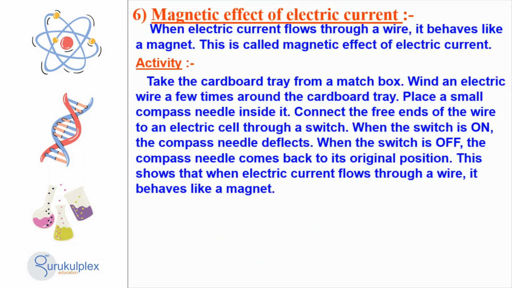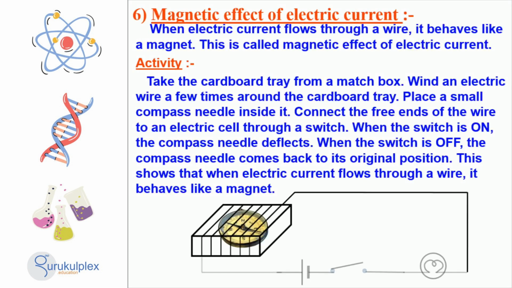When electric current flows through a wire, it behaves like a magnet. To demonstrate this, wind an electric wire a few times around a cardboard tray from a matchbox and place a small compass needle inside it. Upon switching the electricity on, the compass needle will deflect, and when the electricity is switched off, the needle will return to its original position. This demonstrates that electric current behaves like a magnet.